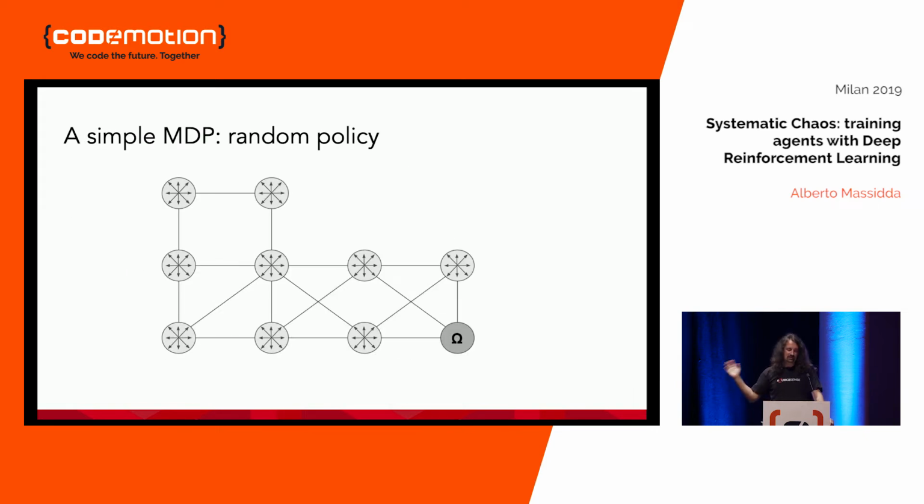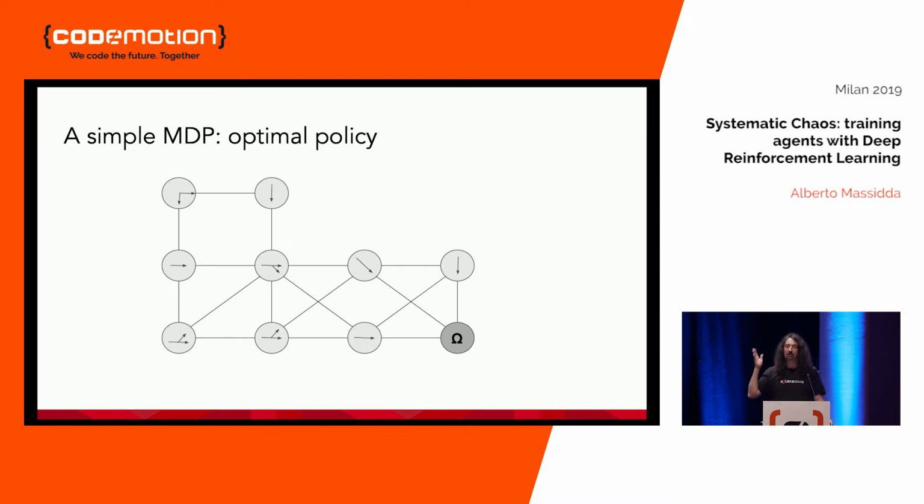So this is a very simple MDP automaton in which you can see the states, which are the nodes, the transitions you can have, which are expressed as the links between the nodes, and the goal state, which is the omega node. Here you can see a random policy. The agent takes a random decision to move into any nearby state. An agent could be dropped anywhere and start moving randomly, because every action is equally probable.